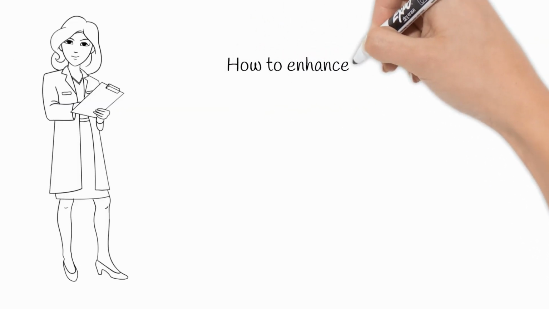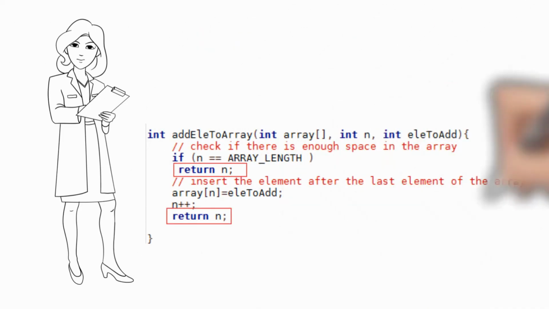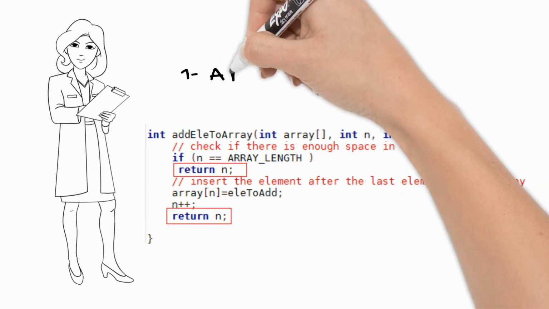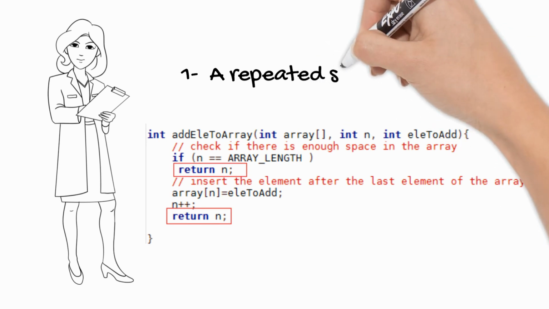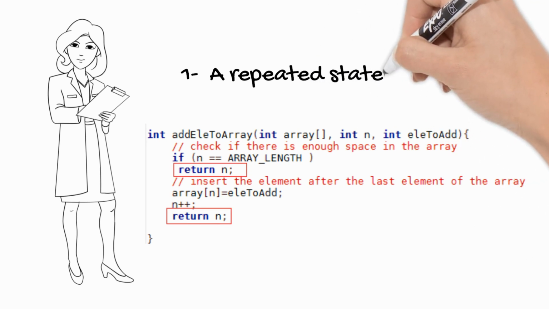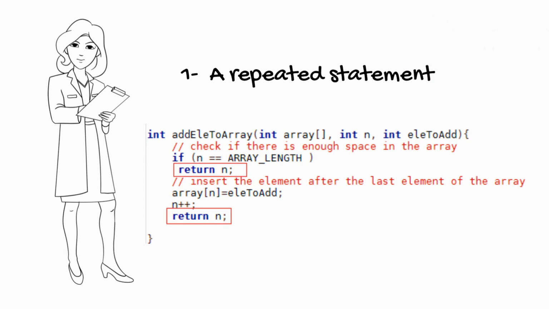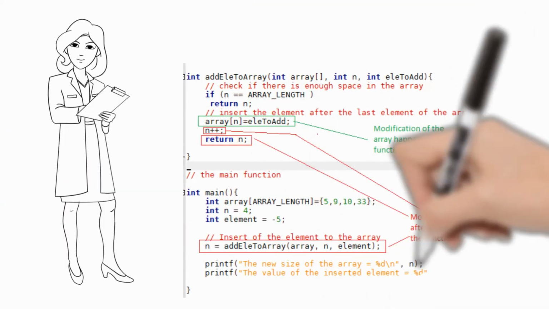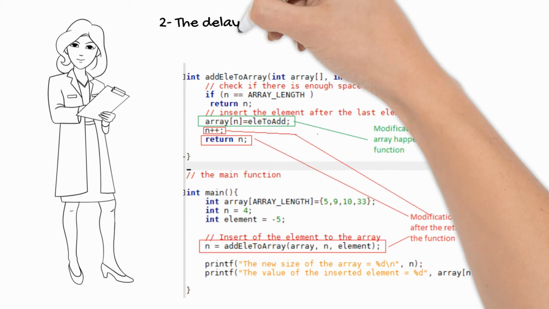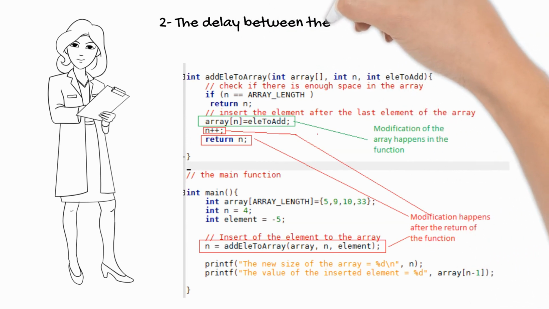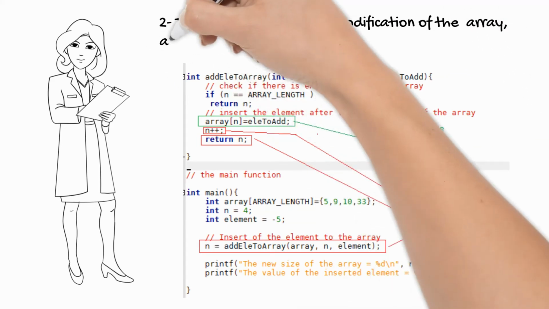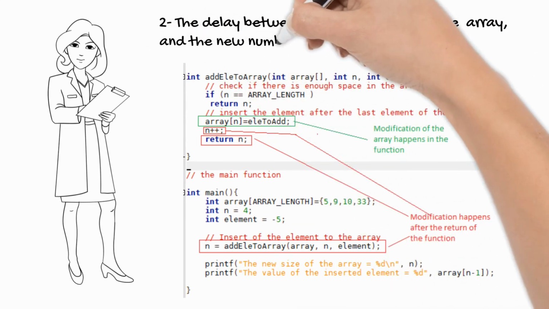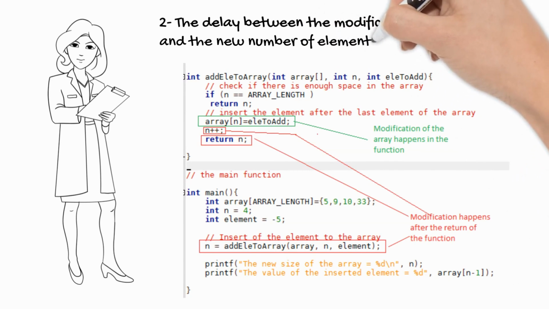There are two things that we can do differently in our code. The first one is the return statement. As we see here in the code, there are two identical return statements. We return the value of n. The second problem is that when we inserted the new value, the array was modified from the function itself, but the new actual number of elements was modified only when returning from the function.